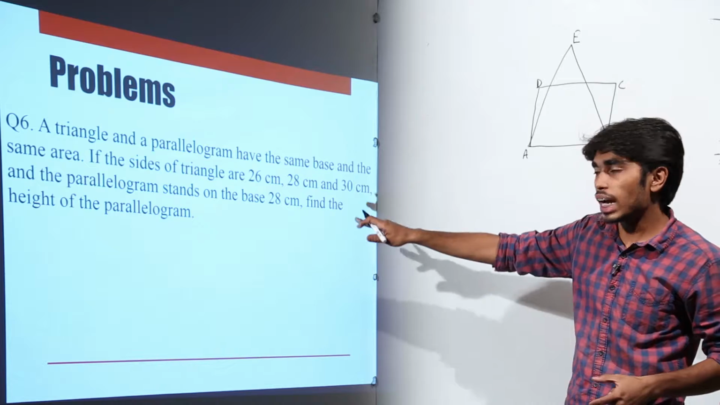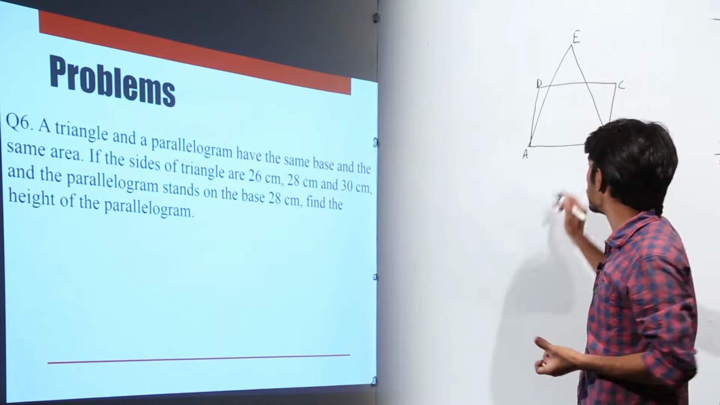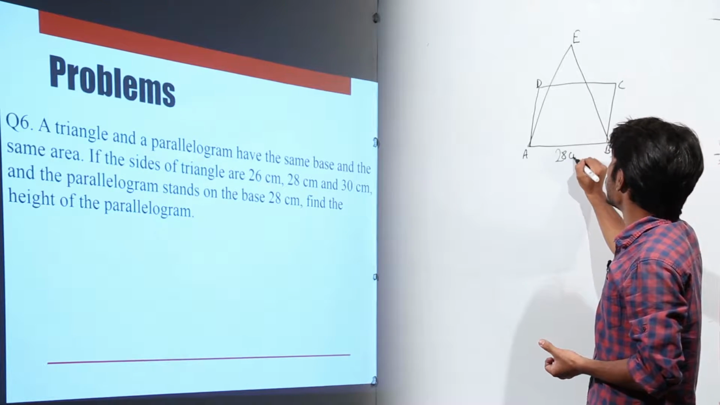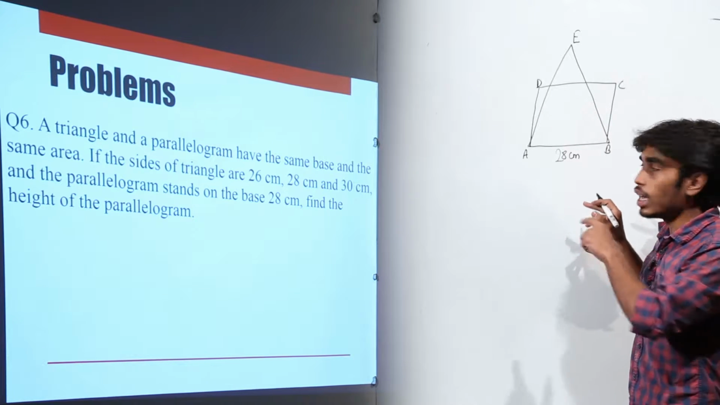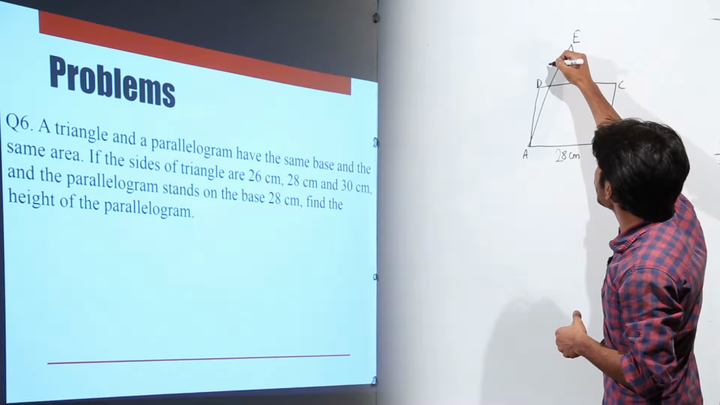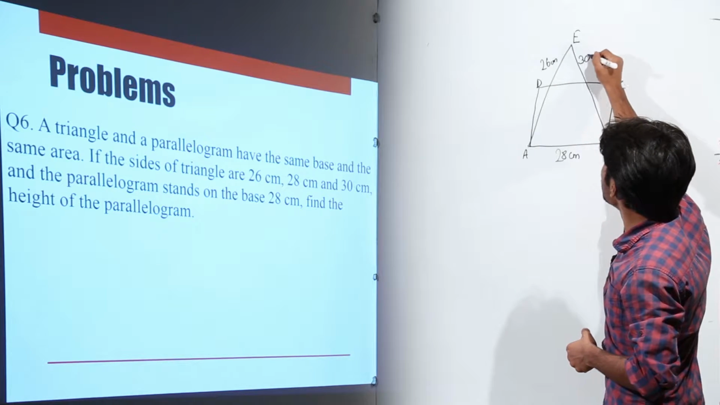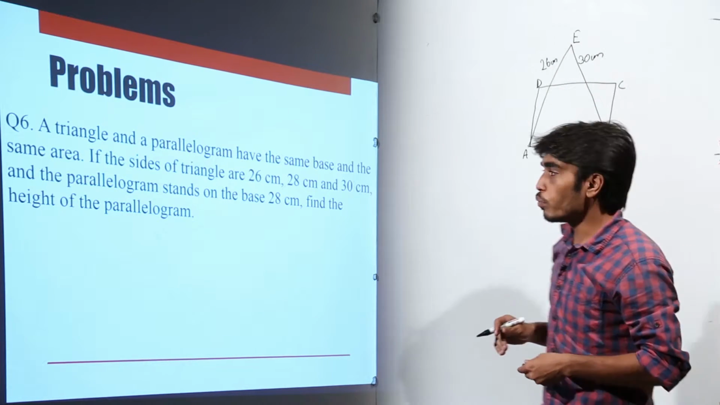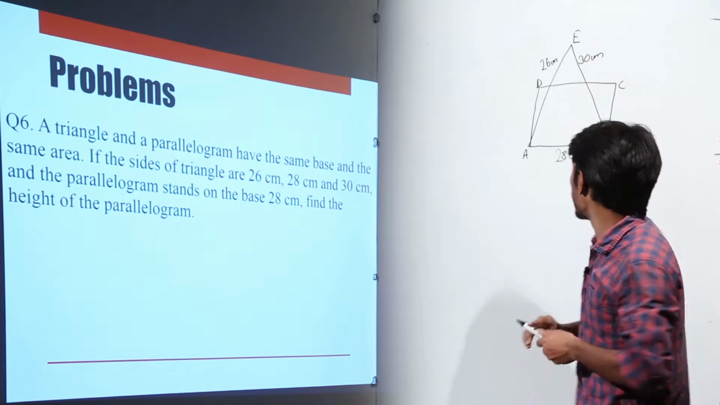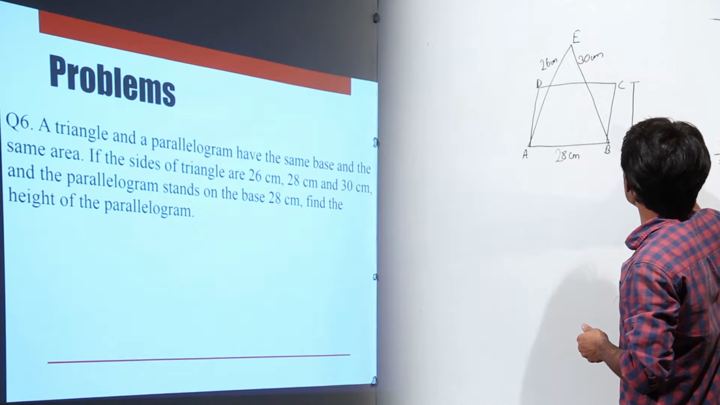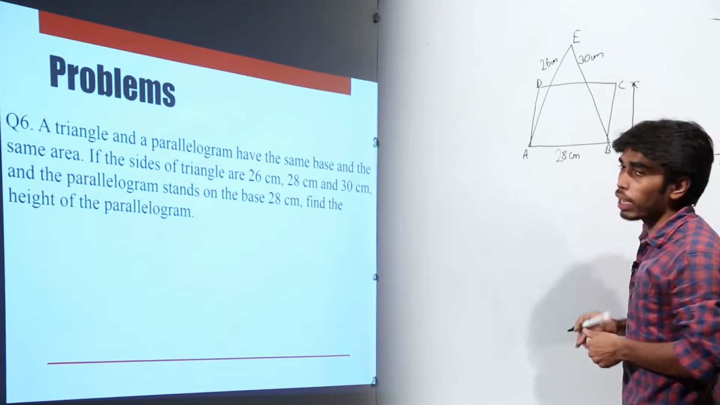But the parallelogram stands on the base 28. So the common side is 28. This side is 28 centimeter, common between the triangle and the parallelogram. The other two sides are, let's say, 26 and 30 centimeter. Now what we need to do is find the height of the parallelogram. We have to find this perpendicular height of the parallelogram.